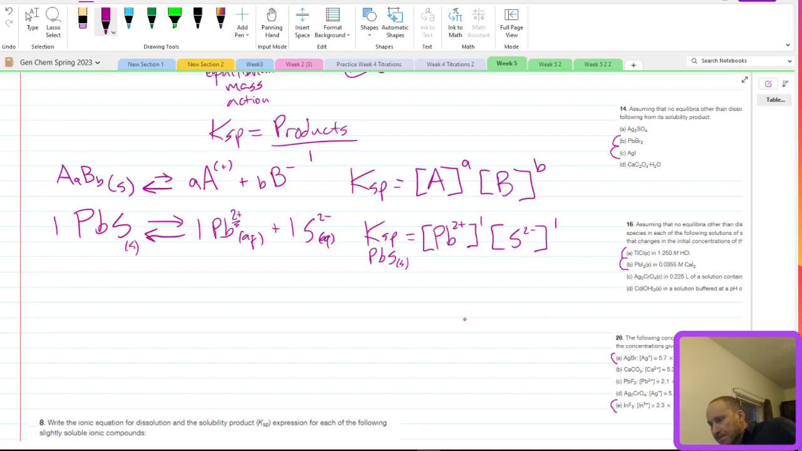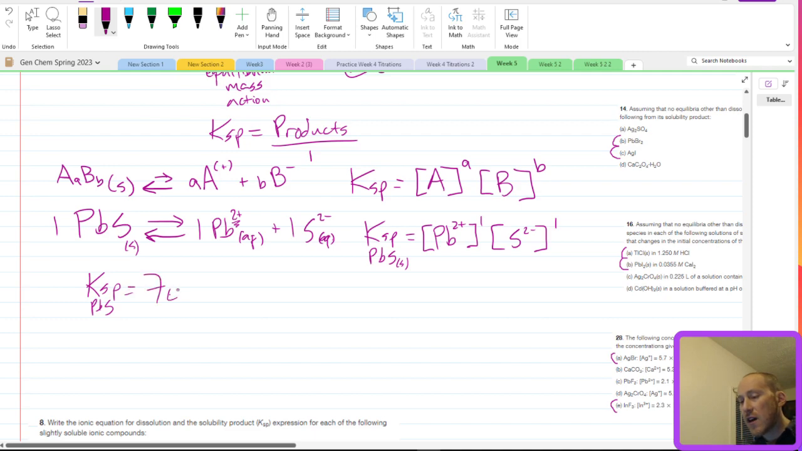So we obtained from a table, which was a compilation of experimental evidence, that the KSP of lead sulfide is 7 times 10 to the minus 29. And we have said that the theoretical construct, the KSP of lead sulfide, is the concentration of lead 2 times the concentration of sulfide.